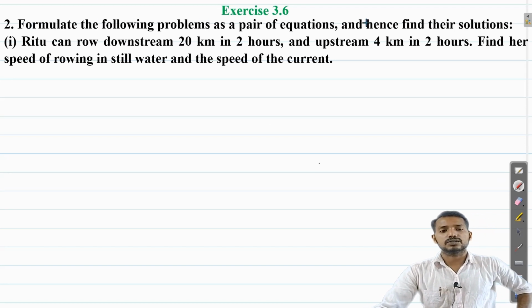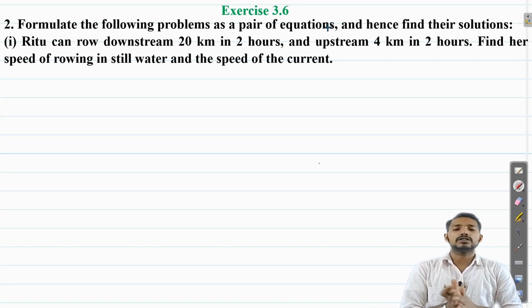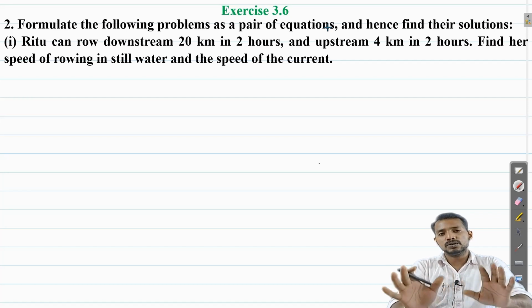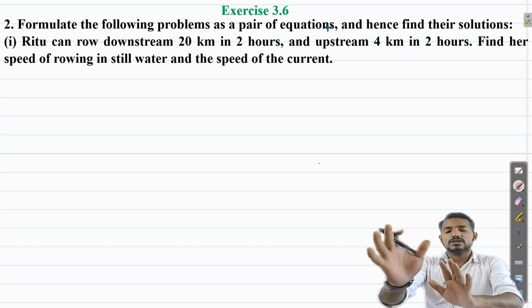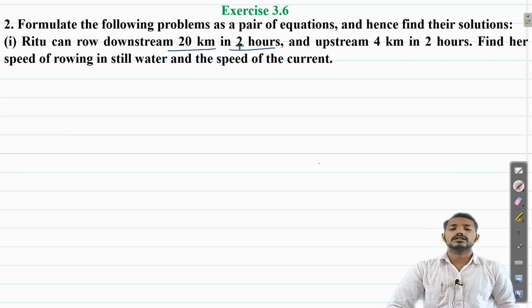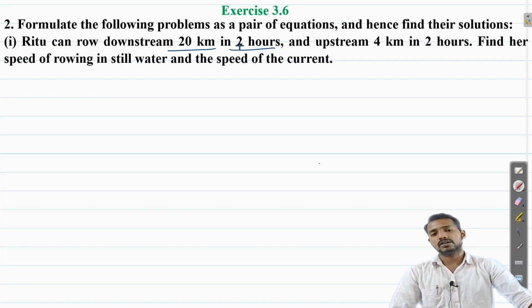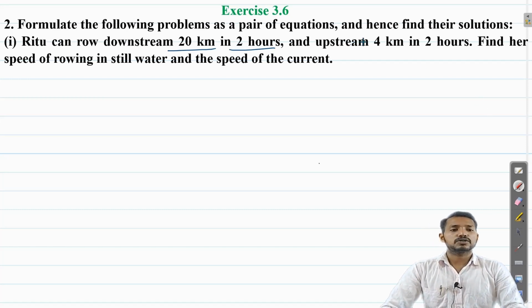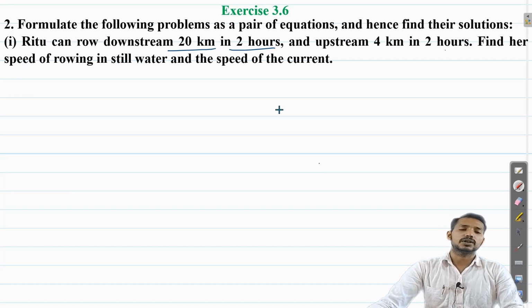Very important kind of question related to upstream and downstream. Formulate the following problems as a pair of equations and hence find their solution. Here I am going to just make the equations only. Solving the equations is your duty. Ridhu can row downstream 20 km in 2 hours. That is the first situation given. And upstream 4 km in 2 hours. Find her speed of rowing in still water and the speed of the current.